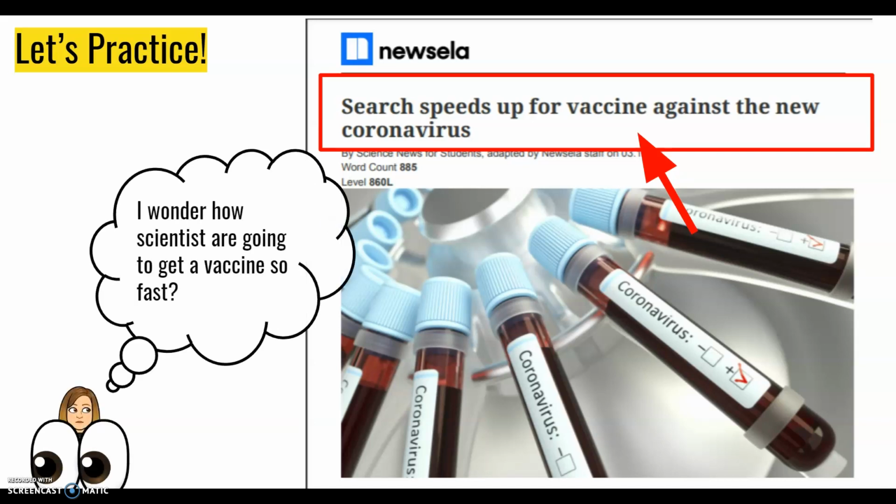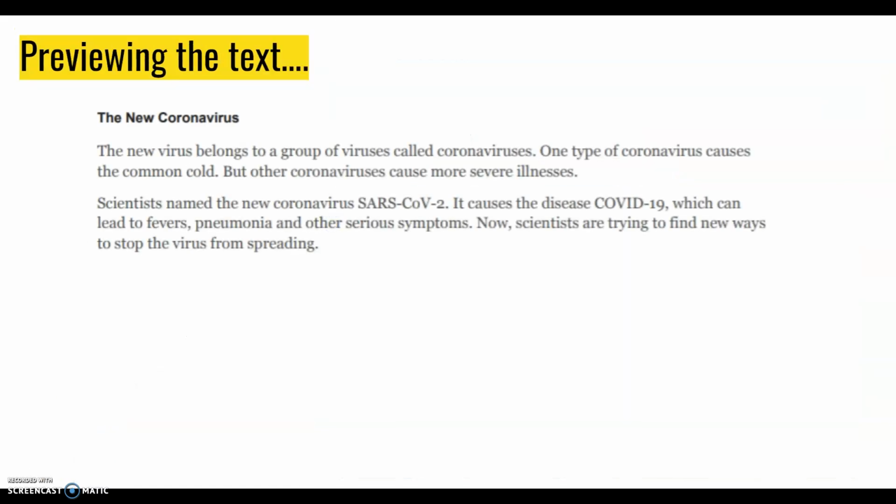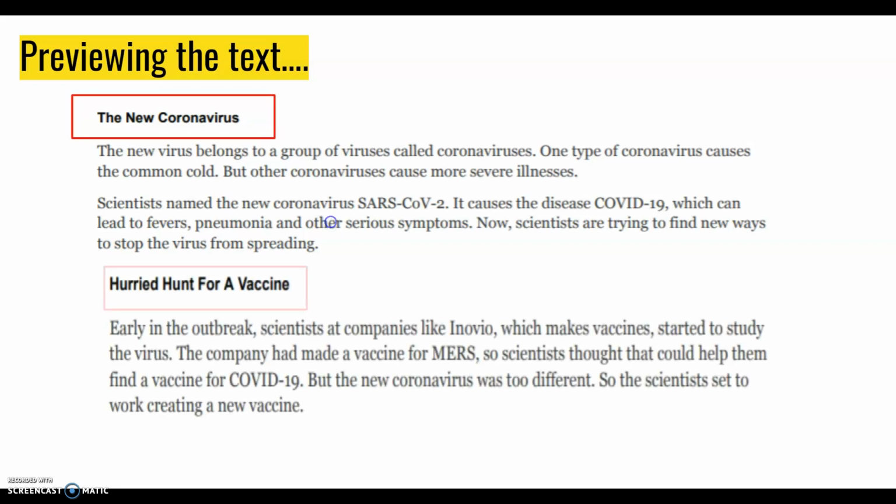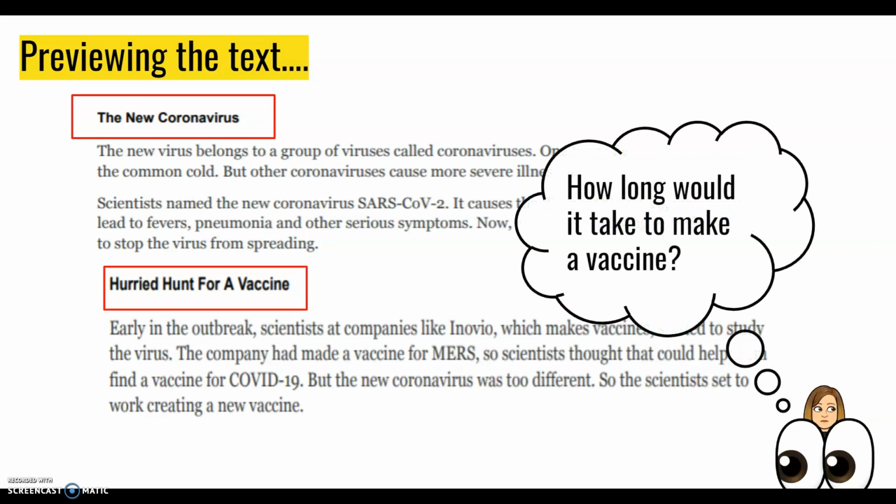I wonder how scientists are going to get a vaccine so fast. I'm going to continue and read the subheadings. The new coronavirus. Well, I know the coronavirus is new. Hurried hunt for a vaccine. How long would it take to make a vaccine? I hope the text can answer this for me.